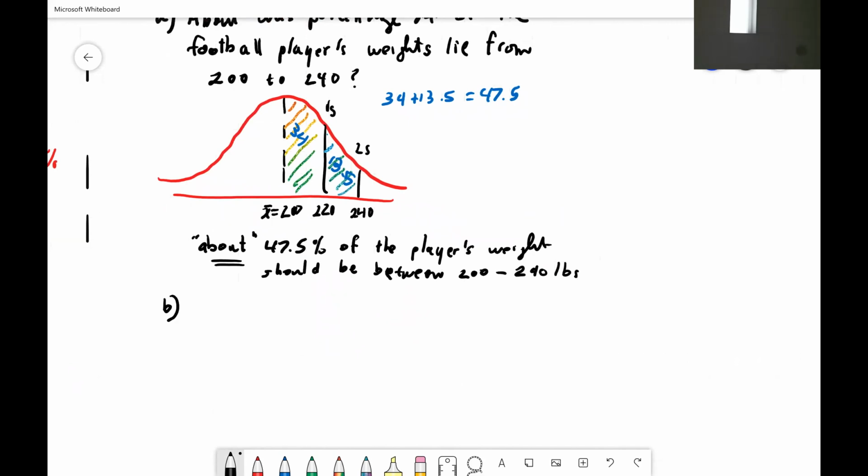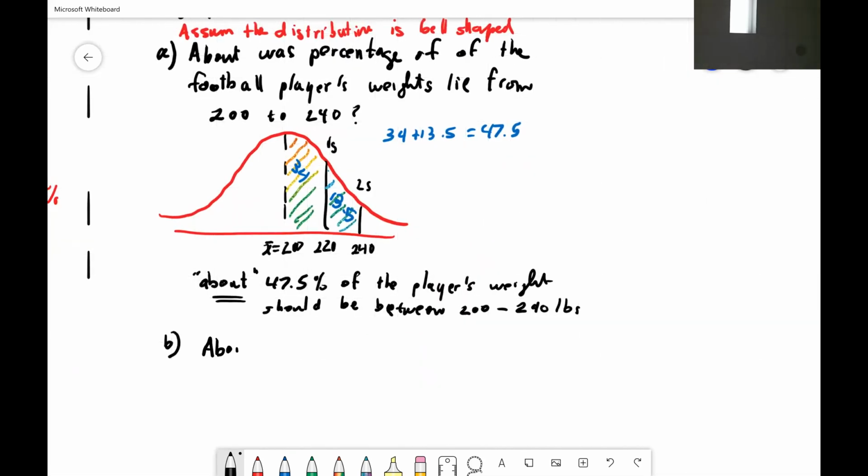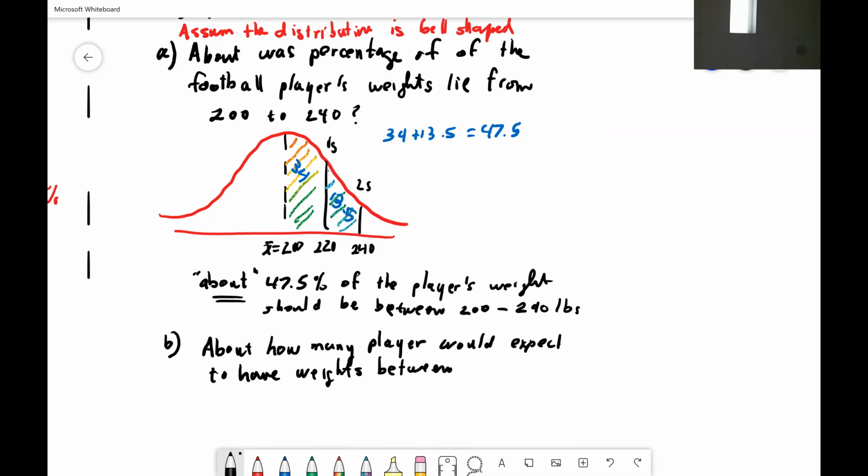Now, the second type of question I might ask here is, I would say, about how many players would we expect to have weights between 200 through 400 pounds?